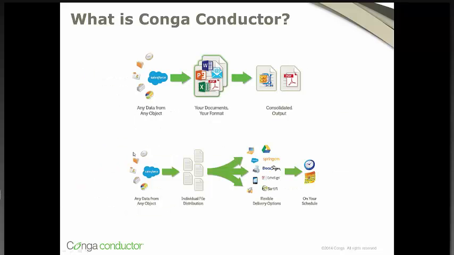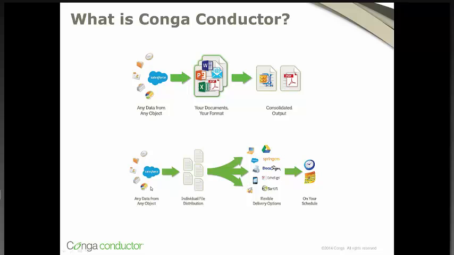So these are just some graphics to sort of illustrate what it is that Conga Conductor does. You can still grab any data from any object, output to your document format, and then this top one will show consolidated output. So you have either a zip file or a consolidated PDF of up to 50 records at a time. The bottom one is what we call distributed output.